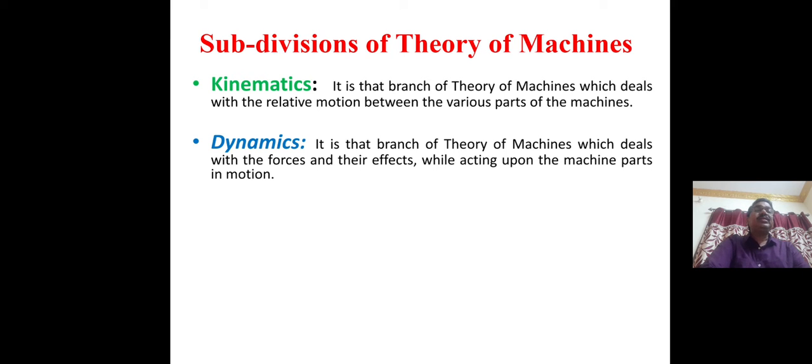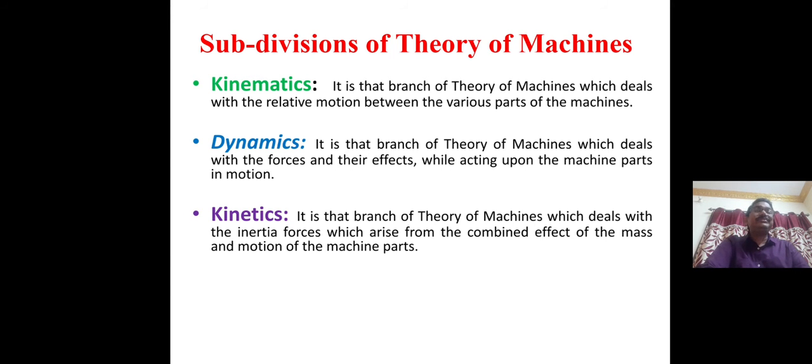Now dynamics is a branch of theory of machines which deals with the forces and their effects while acting upon the machine parts in motion. Whenever the machine parts are in motion, we study the forces and their effects, that is called dynamics. Dynamics is again divided into kinetics and statics. Kinetics is the branch which deals with the inertia forces which arise from the combined effect of the mass and motion of the machine parts.